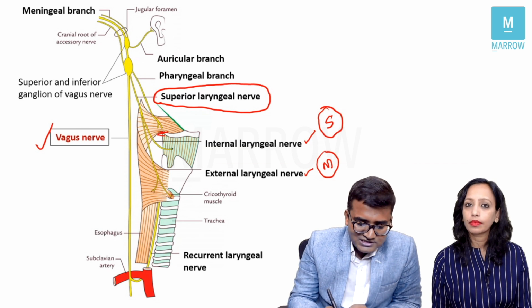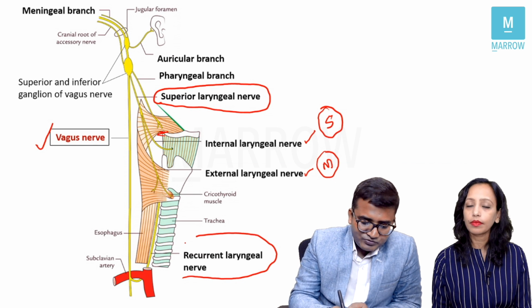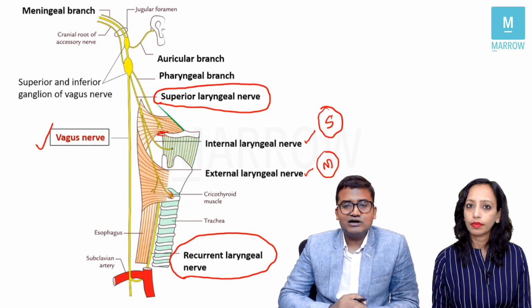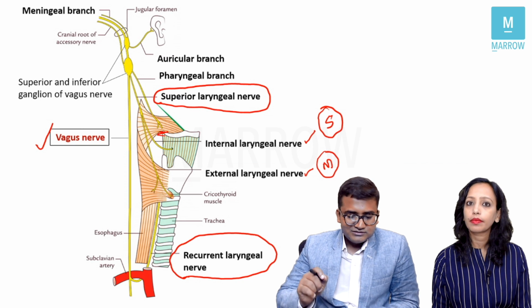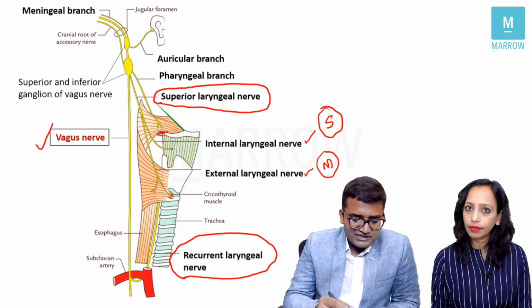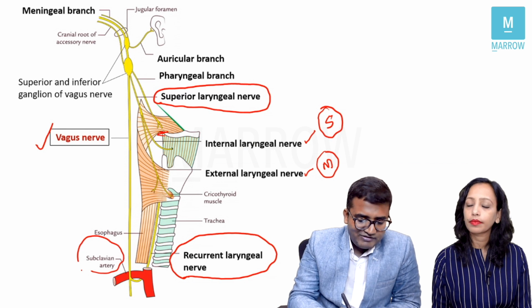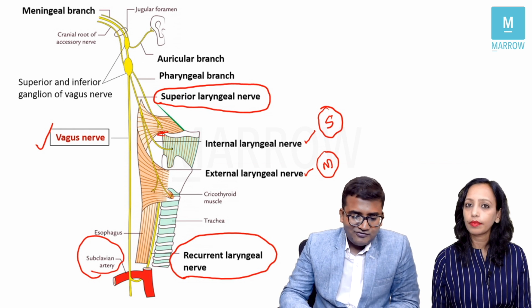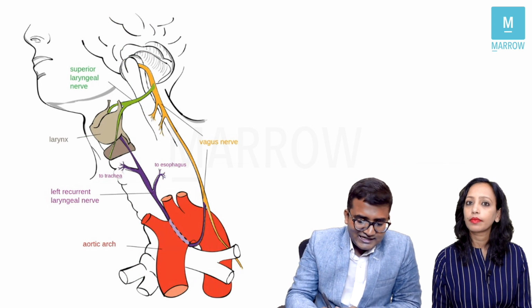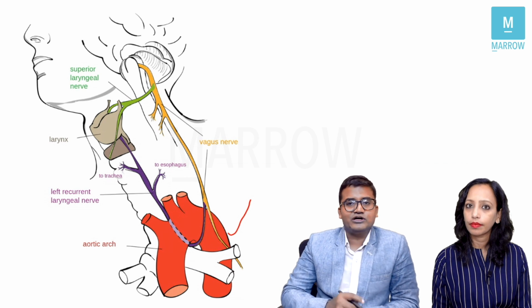Now what about the recurrent laryngeal nerve? One more nerve you have to remember. The right and left recurrent laryngeal nerves have different courses. Please remember, the right recurrent laryngeal nerve arises at the level of the subclavian artery, whereas the left recurrent laryngeal nerve arises at the level of the arch of the aorta.